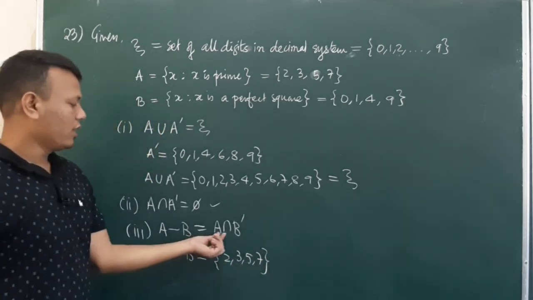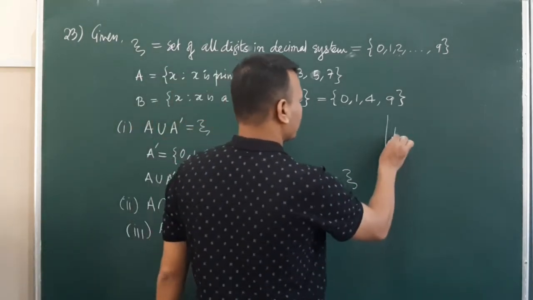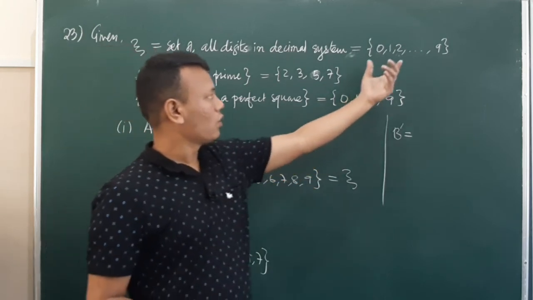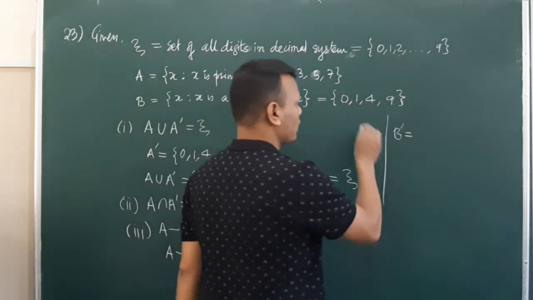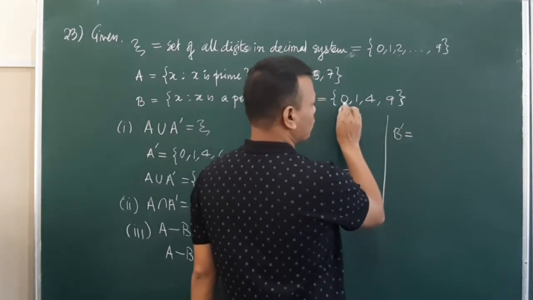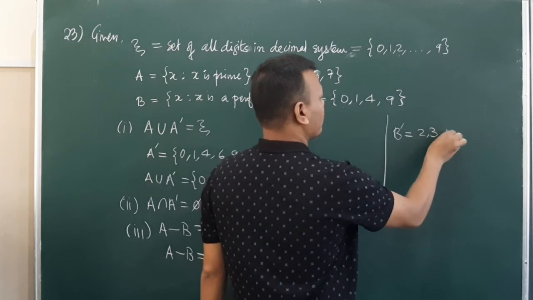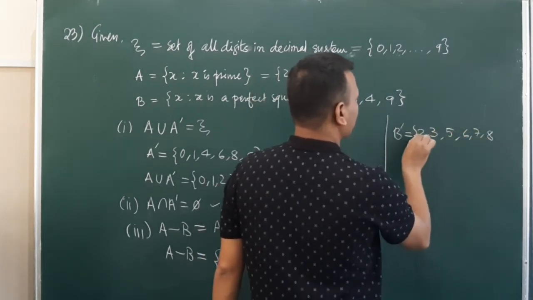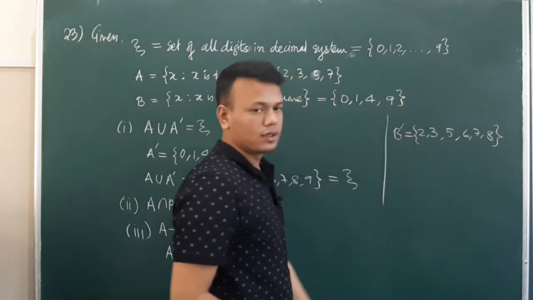Alright, we have A, but we don't have B dash. So let's find what is B dash. I am finding it separately. B dash will be the elements of the universal set which are not present in B. Those elements are 0, 1, 2, 3, 4 is there, 5, 6, 7 and 8. So these are the elements of the universal set which are not present in B.